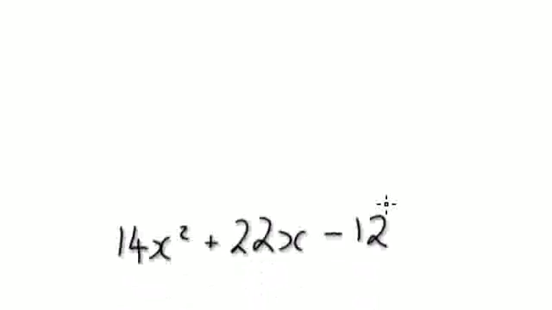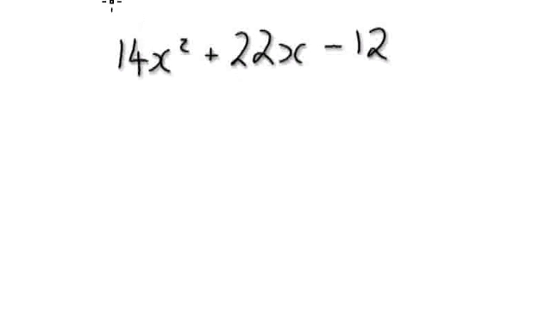In the previous video, I showed you how to factorize quadratics where the coefficient of x squared is greater than 1. So here the coefficient of x squared is 14. When this number is above 1, it gets harder to factorize. So now in this video, it's your turn to have a go.